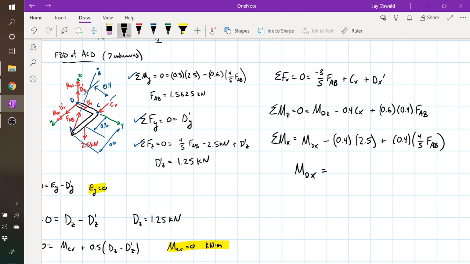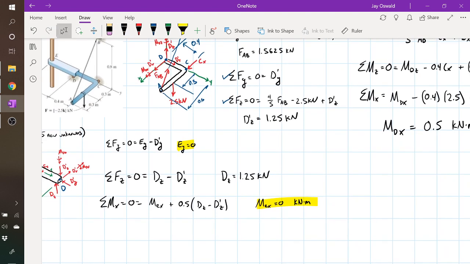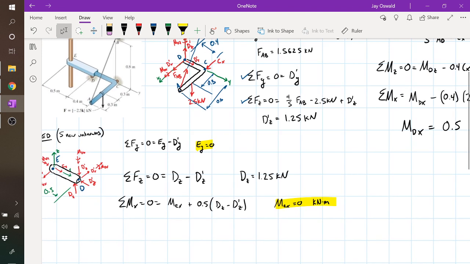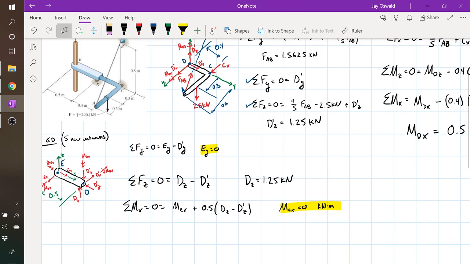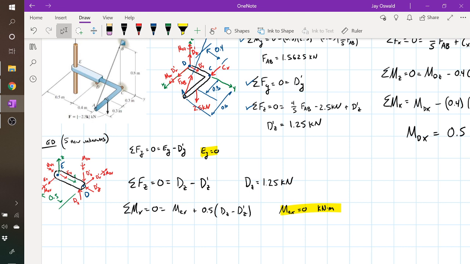That's what we got at 0.5. Yeah. 0.5 kilonewton meters, which also we don't need to know. But now, see, wait a minute. We made some mistake, haven't we? I just said MDX was equal to 0, didn't I?